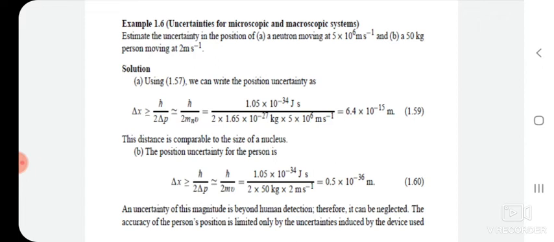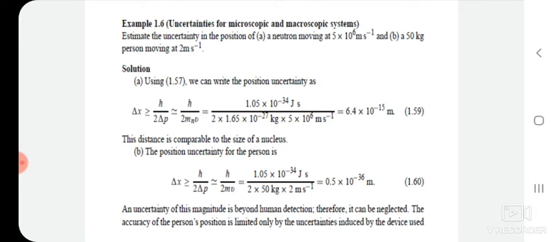It means we have to use Heisenberg's uncertainty principle, that is delta x into delta p is equal to or greater than h cross by 2. If we use that uncertainty principle, delta x is always greater than or equal to h cross by 2 delta p, which is equal to h cross by 2 m v.